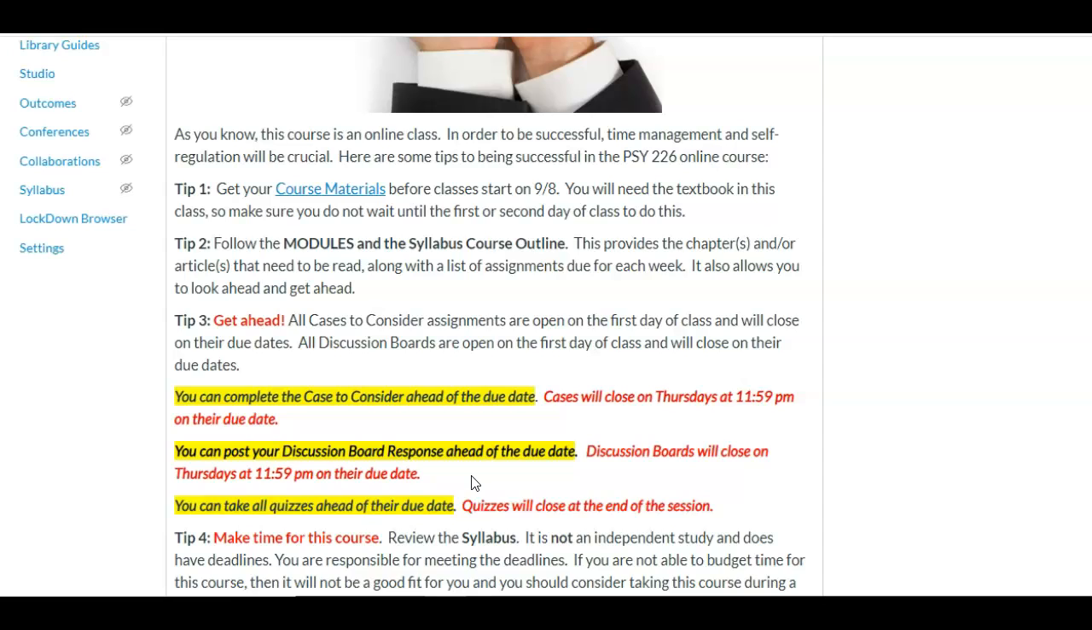Okay. We don't want to leave no room for error and be left without being able to do something. We also don't want to rush through things to get it done, because when you rush through things, you're not learning about them. So it's really important that you look at your schedule, you get ahead, and you don't wait until Thursday at 11:59 p.m.